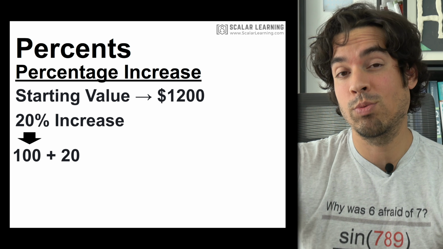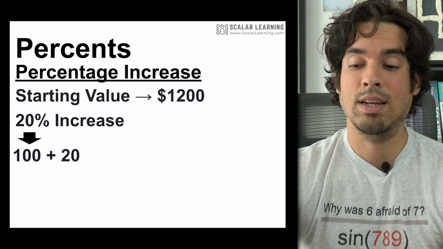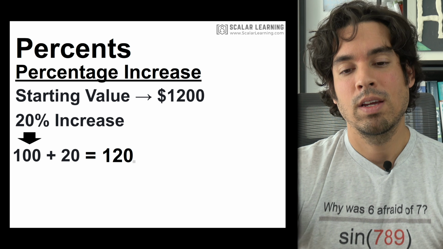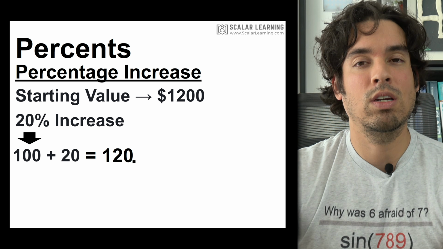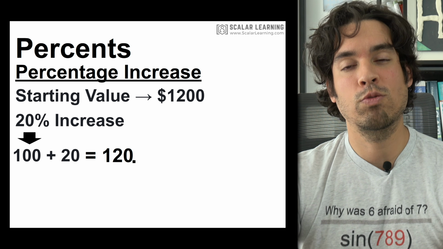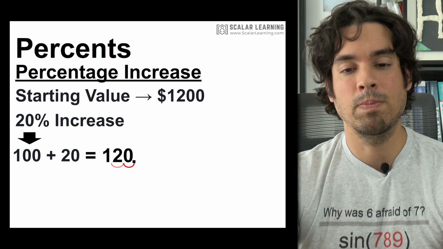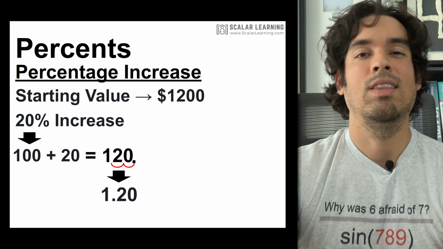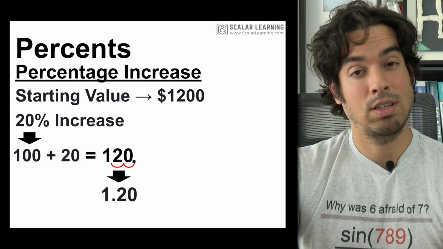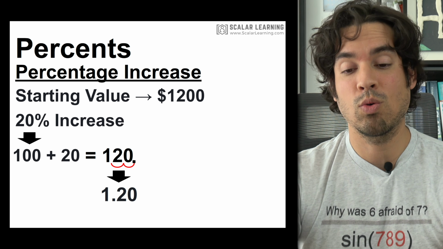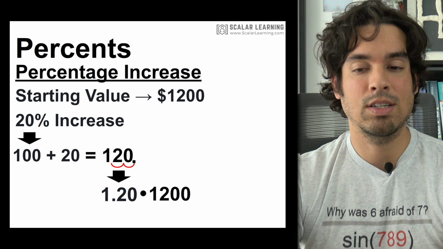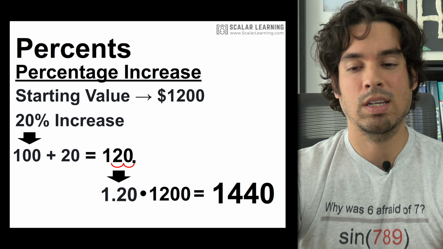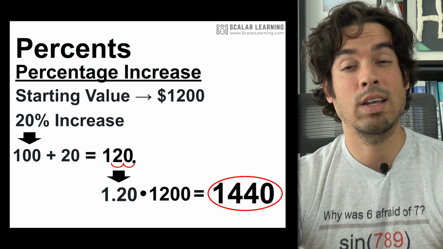Now, if it was a decrease, we'd be subtracting it, but we're gonna get to that in a moment. So we add those two together, we get 120%. Next, we take that decimal and we convert it by moving the decimal 2 spots to the left. So now instead of 120, we have 1.2. Then we take it in decimal format, in keeping with our percent equation, and we multiply it by that starting value, 1,200, to get our final value after the 20% increase of 1,440.